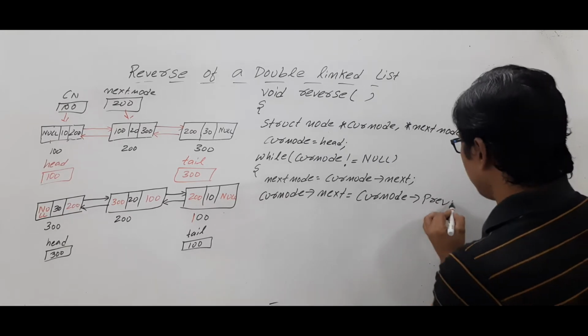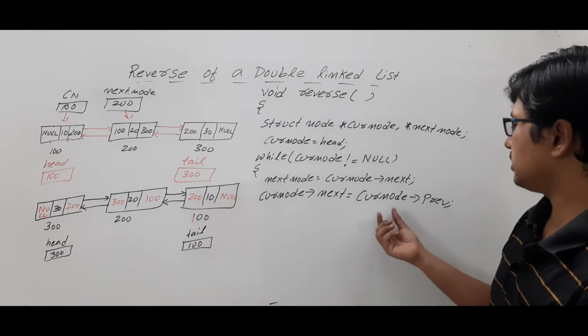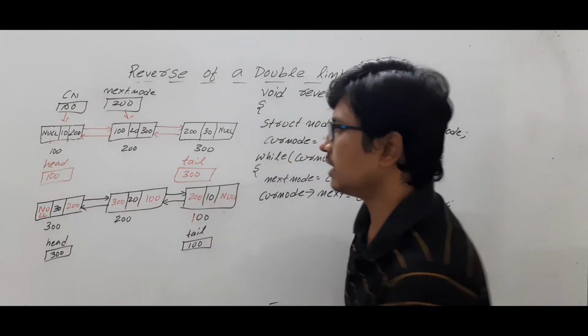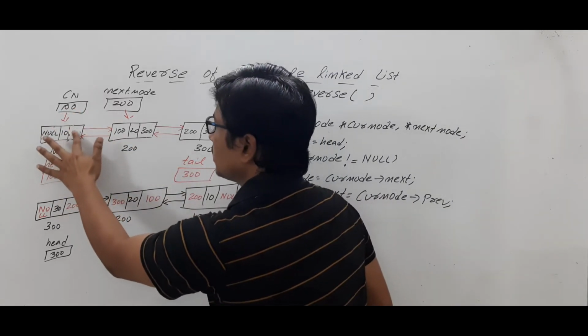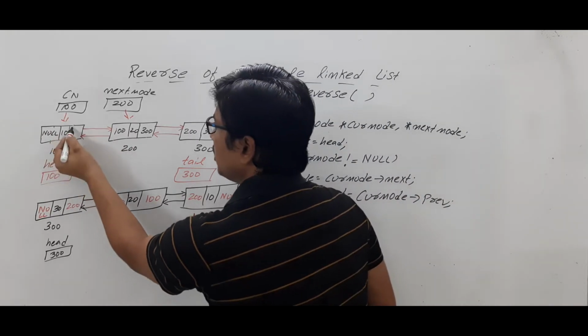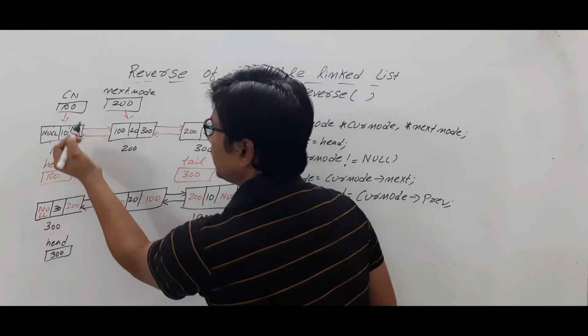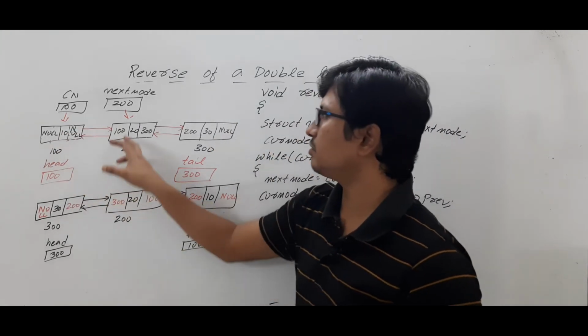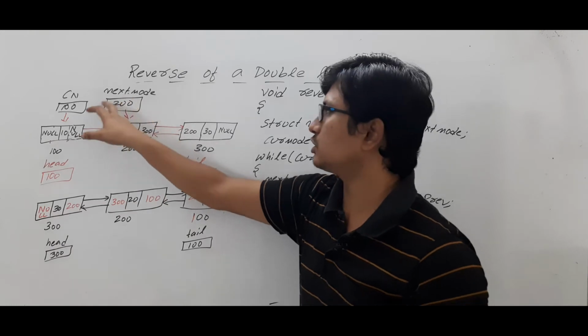Now what is happening? What is the value which is there in the current node of previous? Current node is 100, of previous, which is null. That you are assigning to the current node of next. So here null should come. So we lost the 200, no problem. Is it clear? Now where is the 200? 200 is the address of the next node which is there in the next node here.